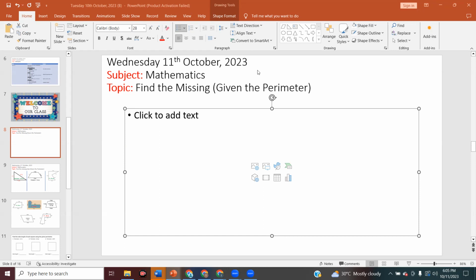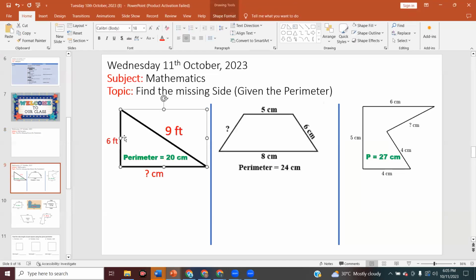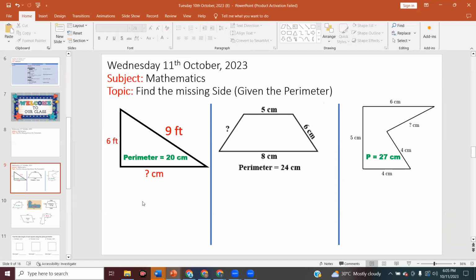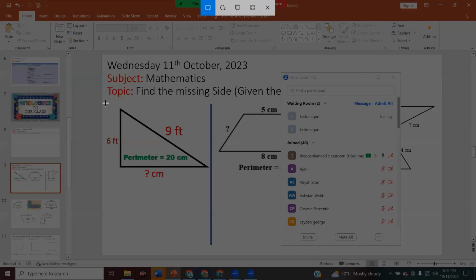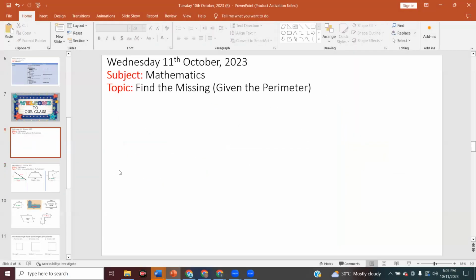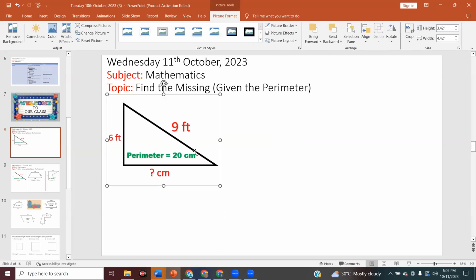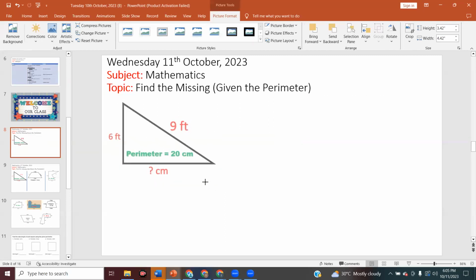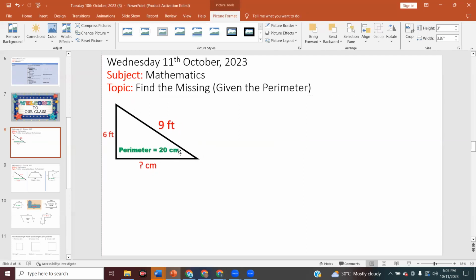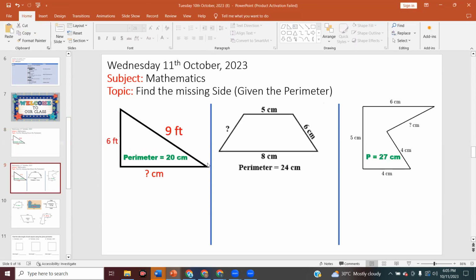All right, so let's look at a three-sided shape, a three-sided polygon. Let's look at a triangle. So let's say, for example, we have this triangle. Let's say that the perimeter of the triangle is given as 20. So the perimeter of this triangle is 20. So we know that the distance around the entire shape is going to be what? 20.